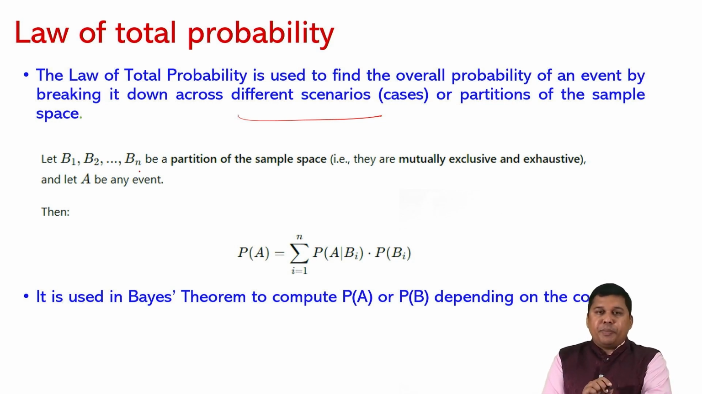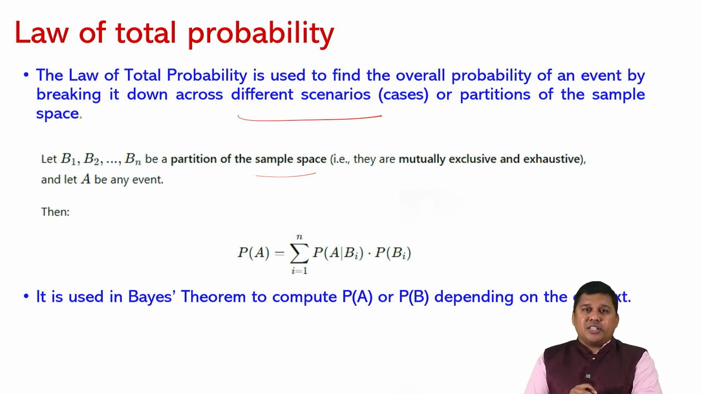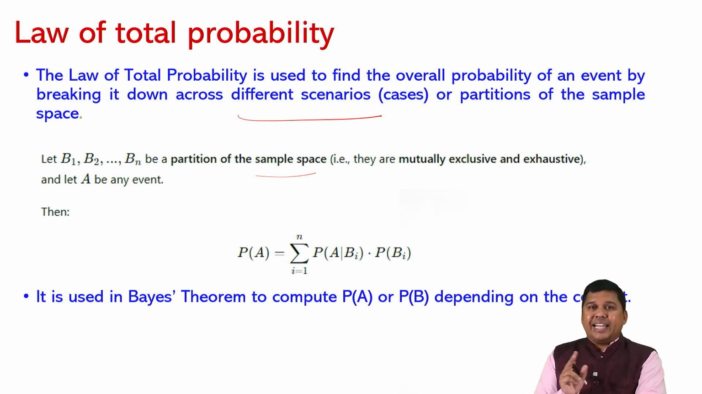Let B1, B2, and so on up to Bn be a partition of the sample space. A simple example: when I am rolling a die, my sample space is 1 to 6. I have an event to get only odd numbers, that is 1, 3, 5. I have another event with output as even numbers, that is 2, 4, 6. So there are two different events here, and the combination of all those will become my sample space.